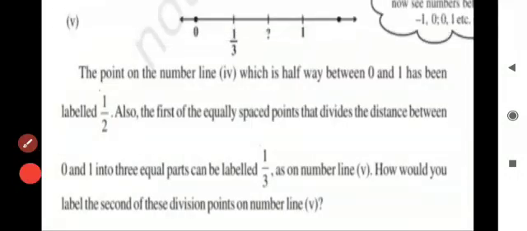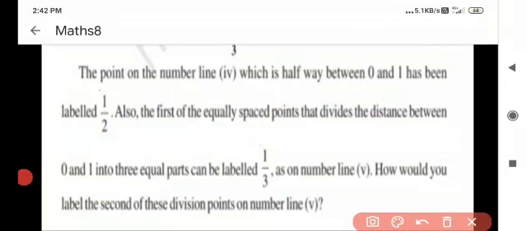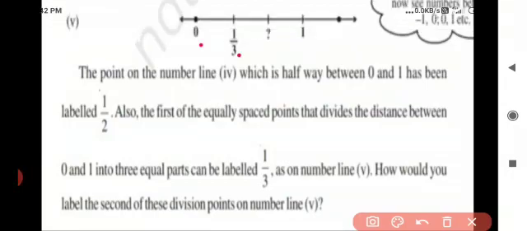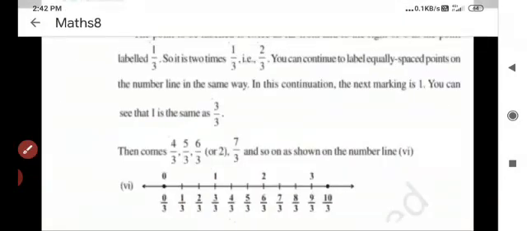See the number line: 0, 1 by 3 and 1. Which number lies between 1 by 3 and 1? The first of the equally spaced points that divides the distance between 0 and 1 into 3 equal parts can be labeled 1 by 3 on the number line. How would you label the second of these division points? The second one is 2 by 3. The next one is 3 by 3. The next one is 4 by 3.